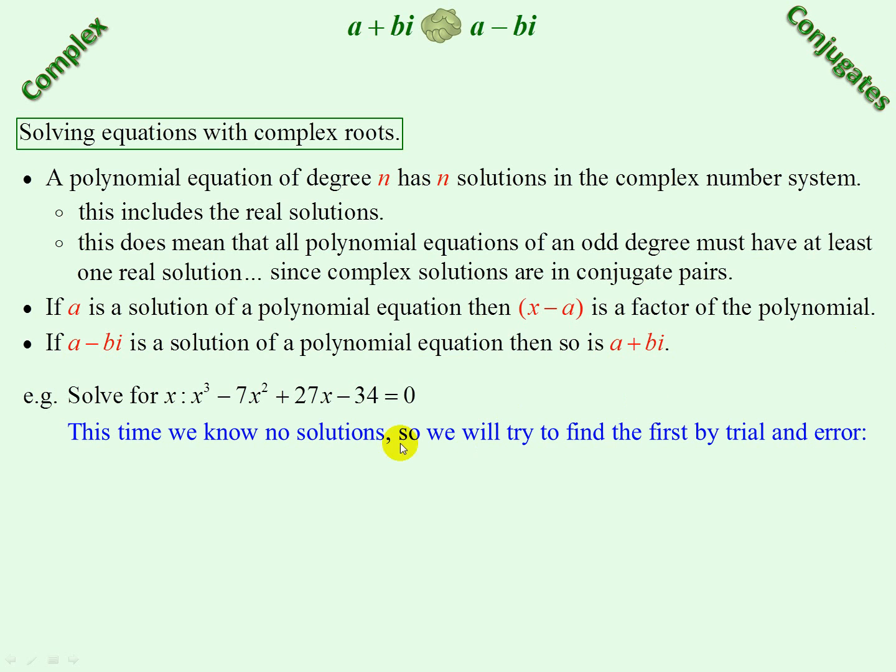And remember, the first solution, we just substituted a value to find something that makes it true. And if we substitute 1, it doesn't work, not equal to 0. Negative 1 doesn't work, not equal to 0. Substituting 2, we get it equal to 0, which means 2 is a root of that equation. It is a solution. Now, from here, if a is a solution, x minus a is a factor. So therefore, if 2 is a solution, x minus 2 is a factor.